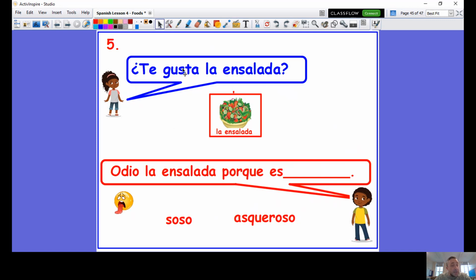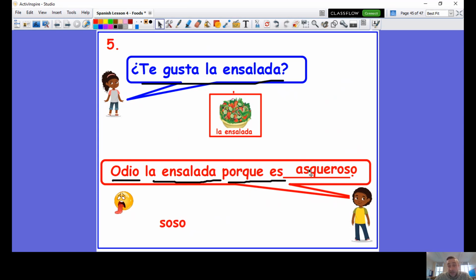I think there's two answers that you could easily write here. ¿Te gusta la ensalada? Do you like salad? Odio. I really don't like la ensalada, salad, because it is. I think one word you could definitely write is soso. Tasteless. A lot of people think salad is tasteless. That's why they put vinaigrette and oils and all types of things on salad. But you could also probably say asqueroso, because some people just really find salad a bit disgusting. Hands up, who wrote soso? Well done if you did. Hands up, who wrote asqueroso? Well done if you did.